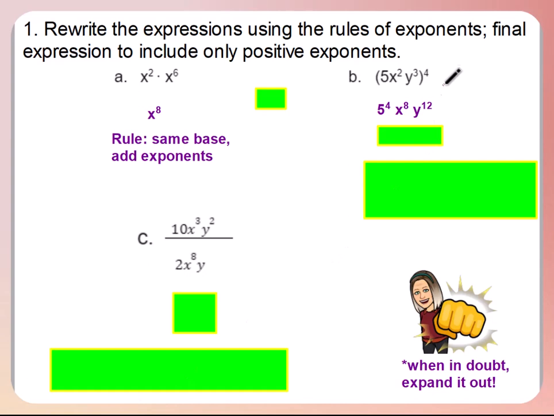Remember, when you're in doubt, expand it out, so that would be x squared, that's x times x, 4 times. 1, 2, 3, 4. X squared is x times x. We have those pairs of x's multiplied 1, 2, 3, 4 times. Count them up. That's x to the 8th. That's the power to a power rule. Okay, so y cubed 4 times is going to be 3 times 4, y to the 12th.